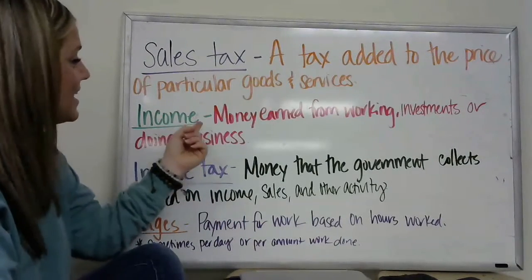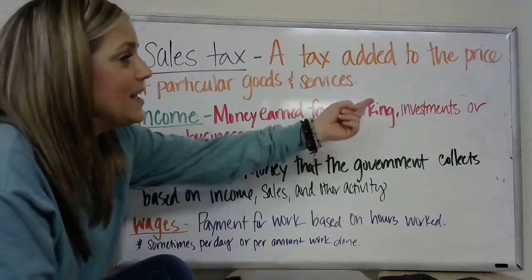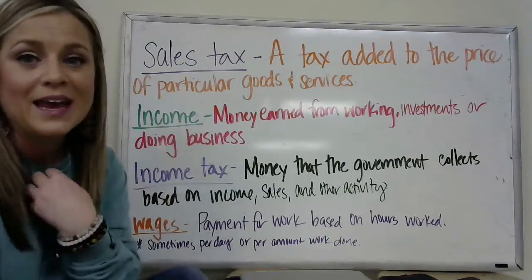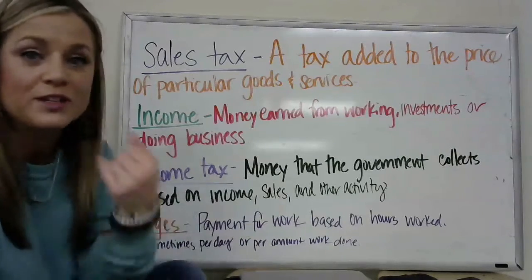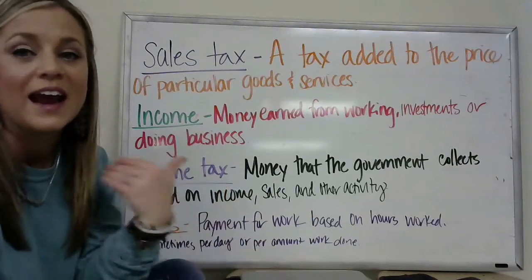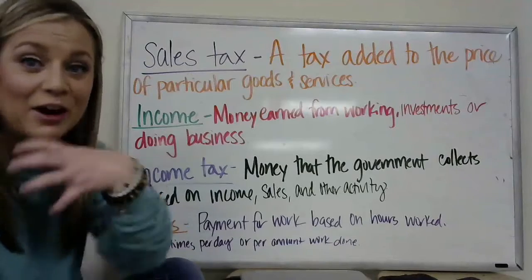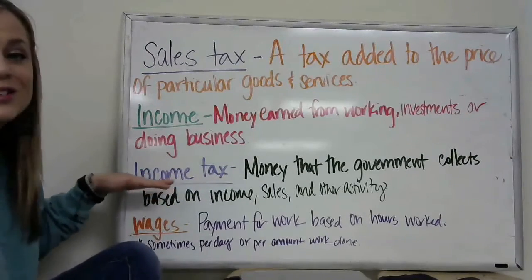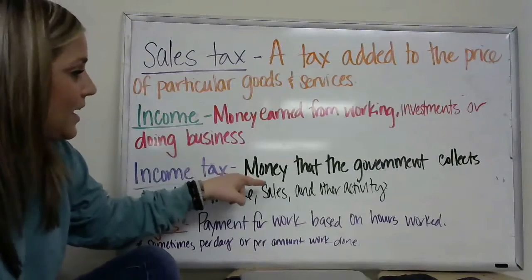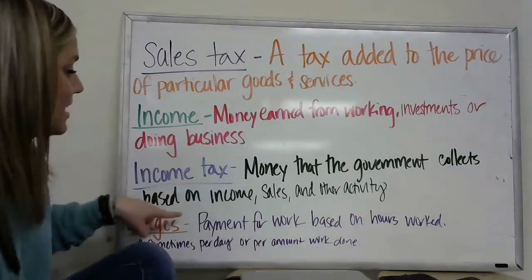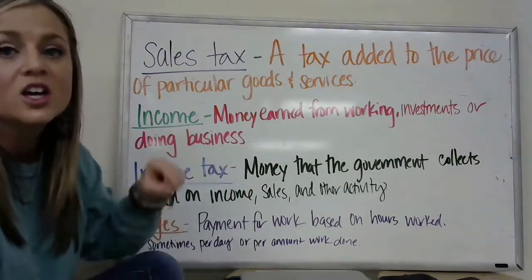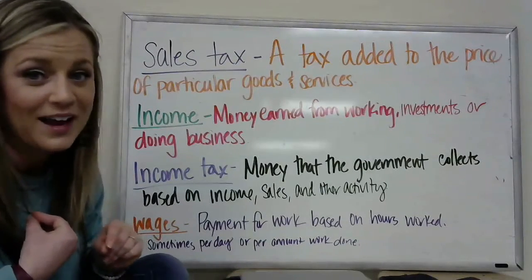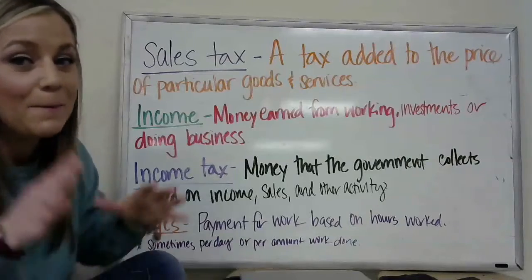Income is money earned from working, investments, or doing business. I get an income for teaching you guys math. It's money that I earn for doing business or working. Then there's income tax. This is money that the government collects based on income, sales, and other activity. So the government is going to take a part of my income that I earn. I know, it sucks. It's what it is.